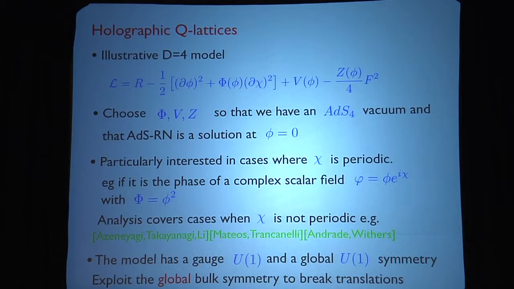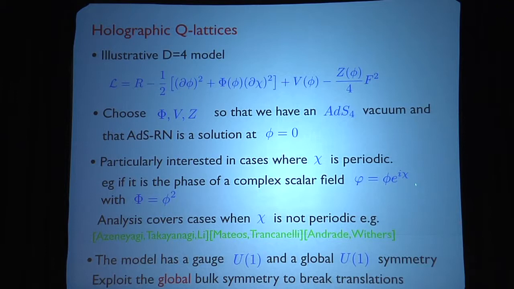Now, I'm particularly interested in the case where chi is periodic. It doesn't have to be periodic, but I'm interested in that case, and a simple example is when you choose capital Phi to be phi squared, and then you can form phi and chi into a complex scalar field. And then obviously chi is periodic.